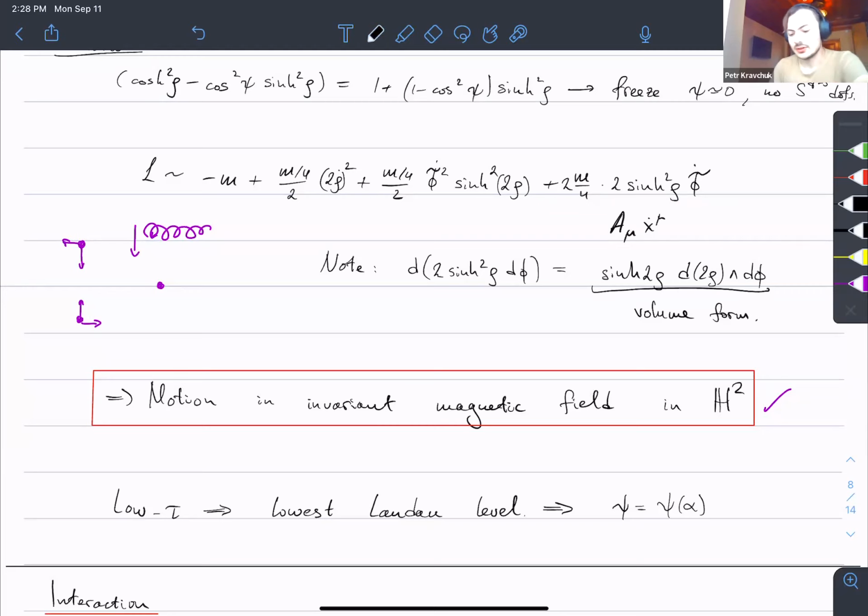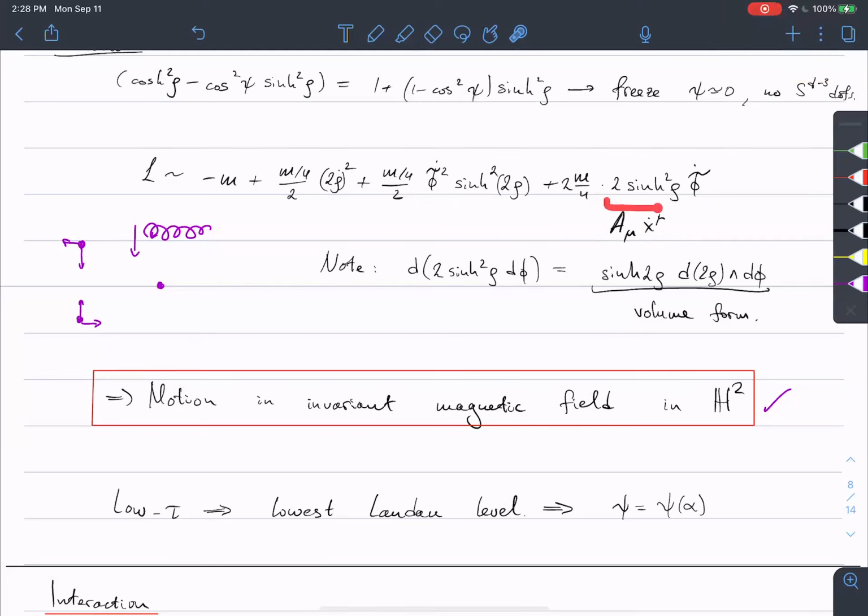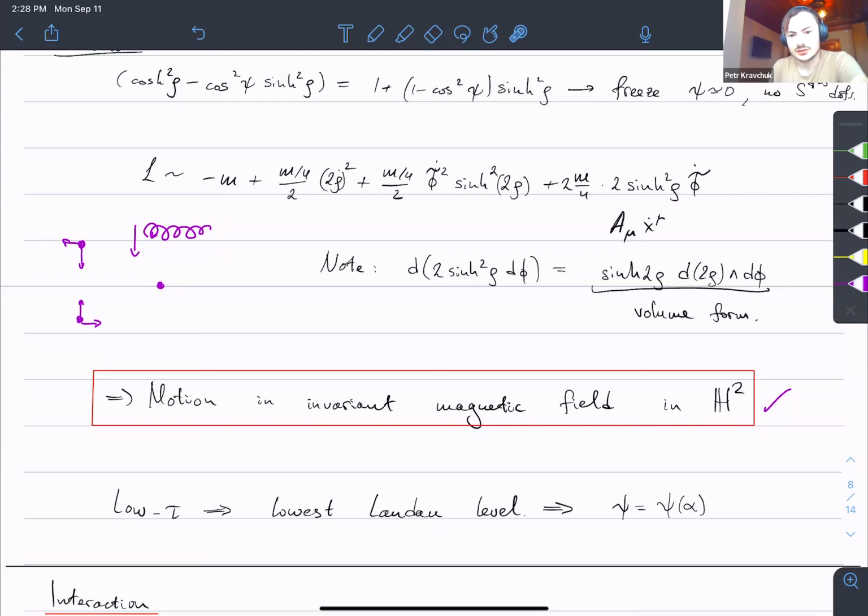Right, and you might be worried that whatever I'm telling you this K mu is, it seems like I have some arbitrary direction picked out. So it does indeed look a little bit non-covariant, but the point is that you don't really care about A mu, you only care about the magnetic field, which is d of A mu, and this is actually covariant, it's just the volume form.